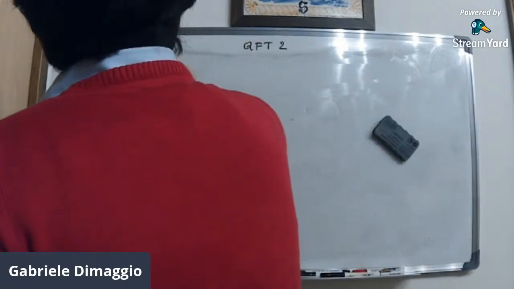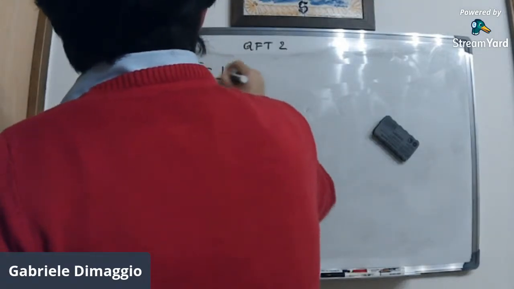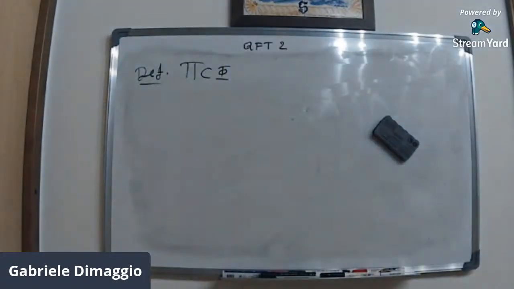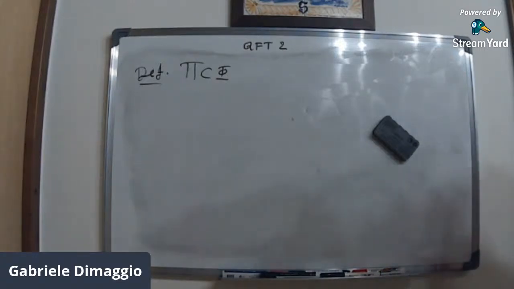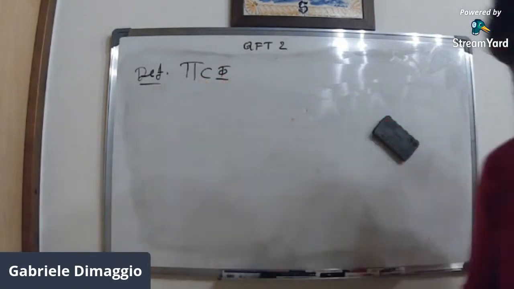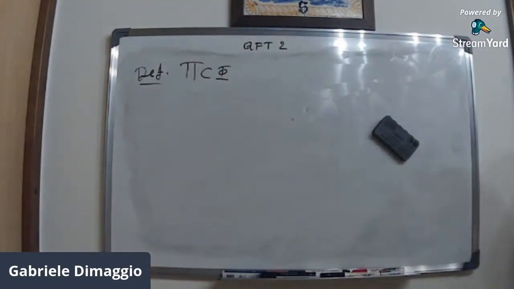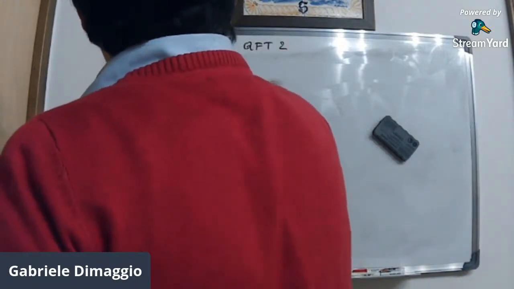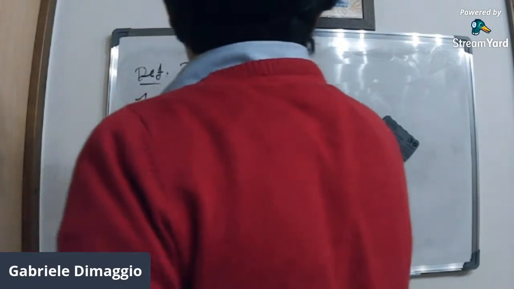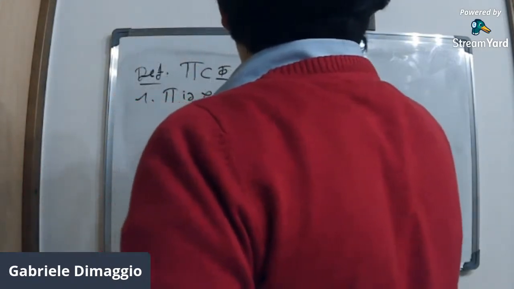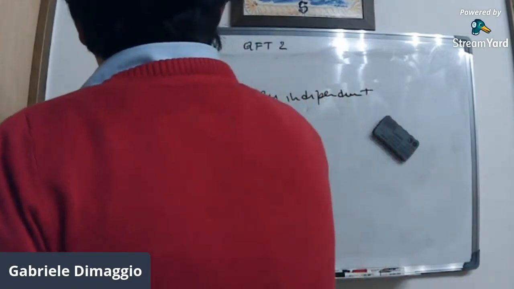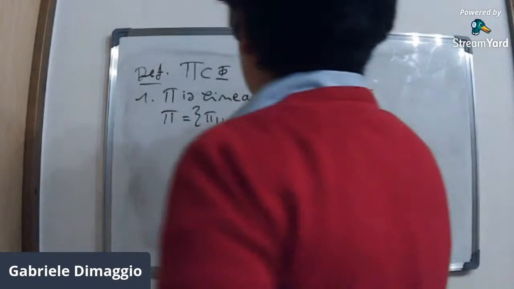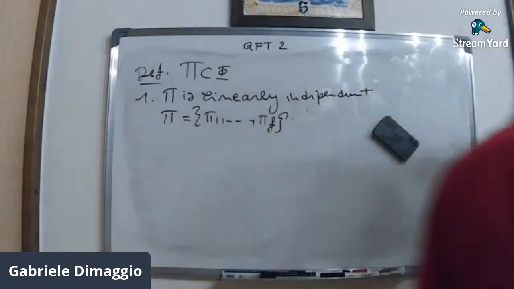Definition: I take the subset pi of the set of all roots. Hi Loris, hi Gabriel. So I have a set of fundamental roots pi. This is a subset of the set of all roots, and I have that pi is linearly independent. So it's a family, a set of these fundamental roots pi 1 until pi f. Perfect.